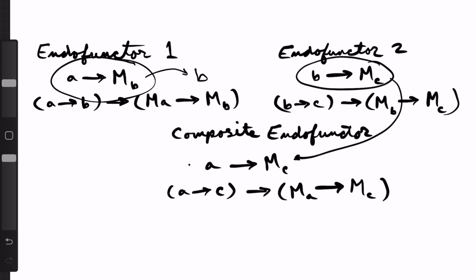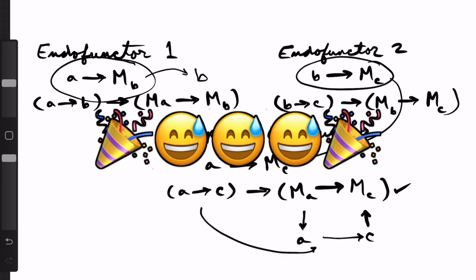The composite endofunctor's fmap would operate just like I said before. It would accept an argument mapping A to C. It would define a new function mapping M sub A to M sub C. The new function would accept an argument of type M sub A. It would decompose the a value out of that argument, run f on it to generate a c value, compose that into an M sub C value, and return it. If this composition is associative, then we would have a monad.